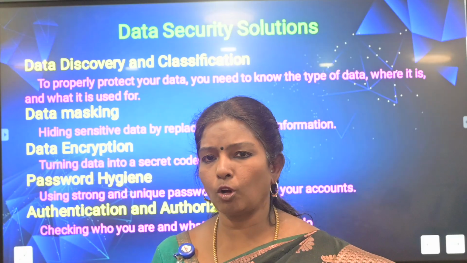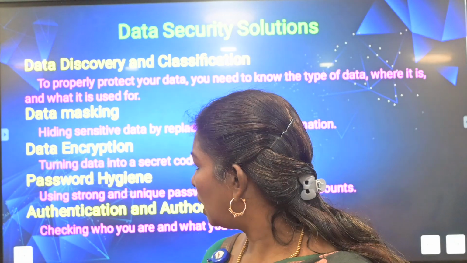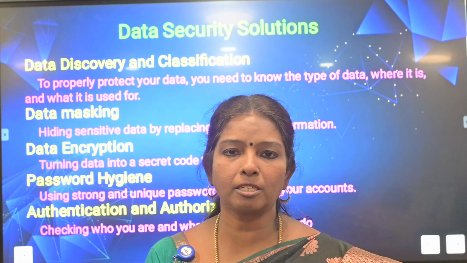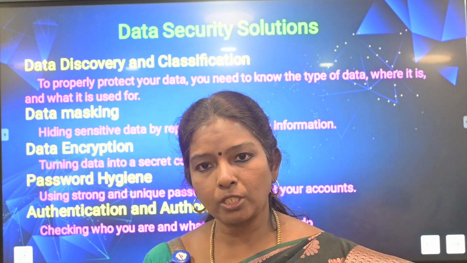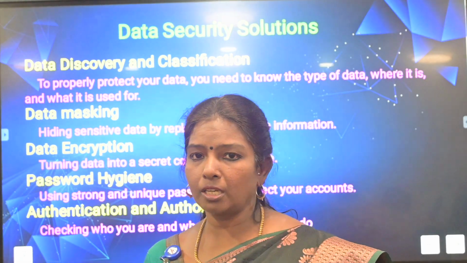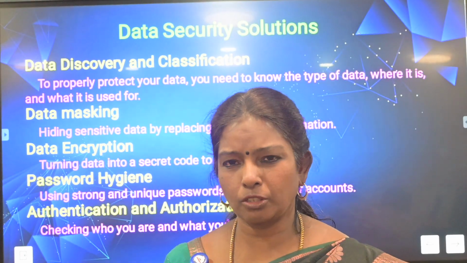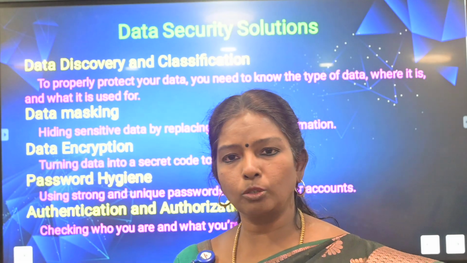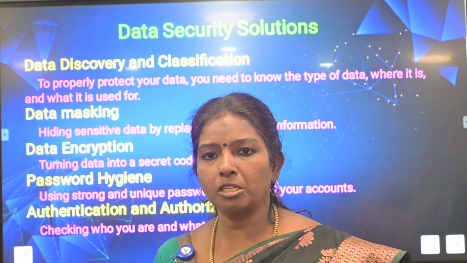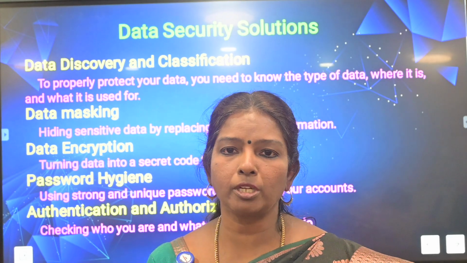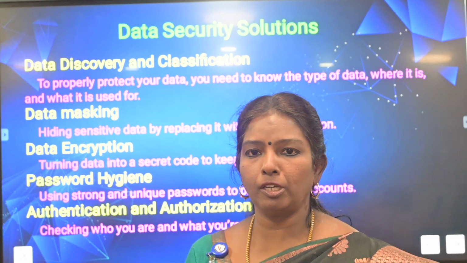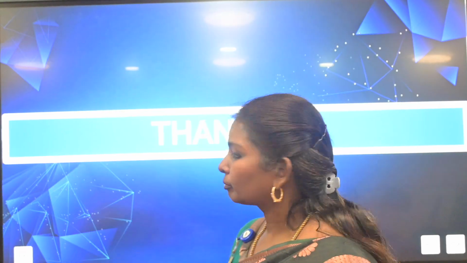And password hygiene: we all know that we should use strong passwords. One more technique is data encryption, in which I transform my data into some secret code. And the final one is authentication as well as authorization. We all know that authentication determines who is going to access and which data is to be controlled. So these are the major data security issues we need to take care of when applying the data analysis process in the field of data science. Thank you.